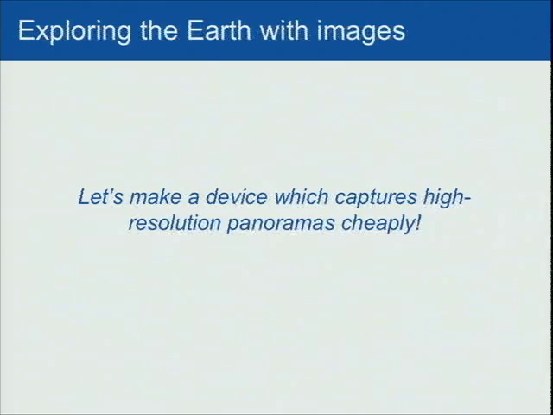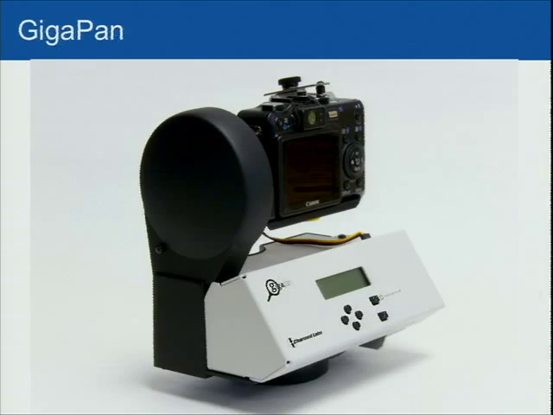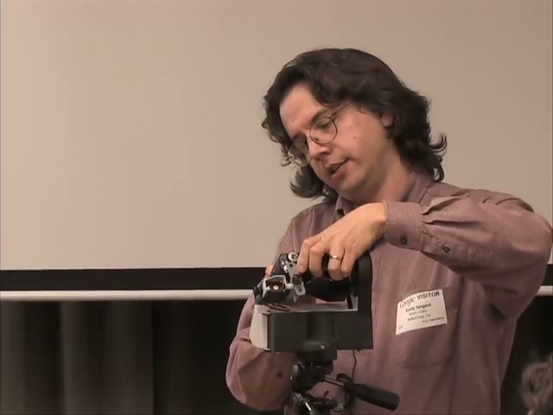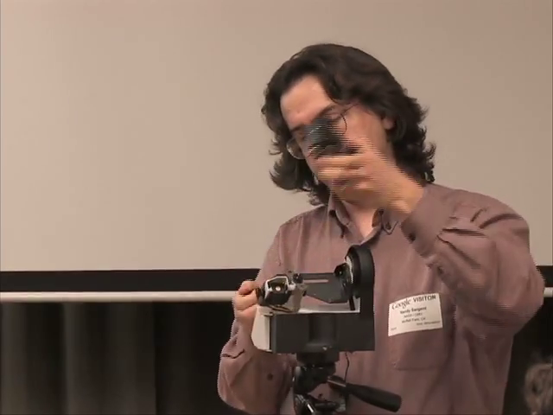So we thought, well, hey, can we take what we're doing in Mars and apply it to the Earth? So we said, let's make a device which captures high-resolution panoramas cheaply. So here we go. After a few years, we developed this device with a company, Charmed Labs. So you can see it up here. You just take your standard digital camera here, and you attach it on the arm, just right here.